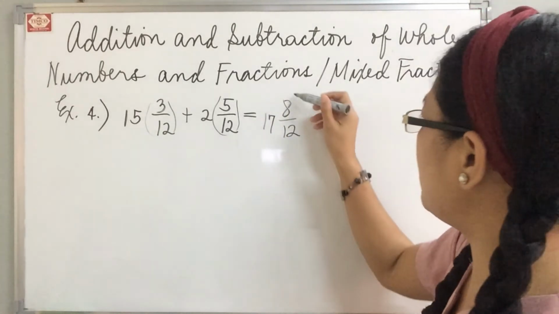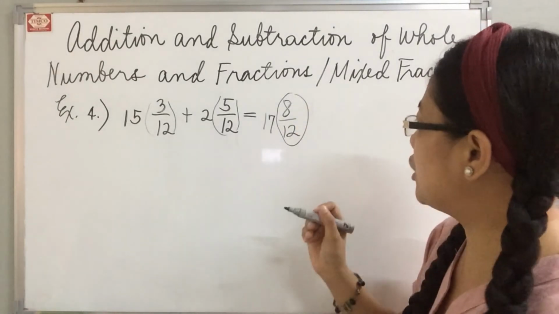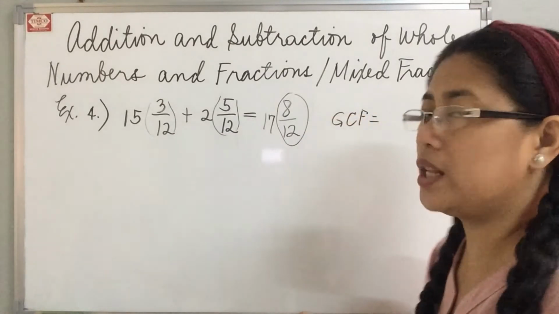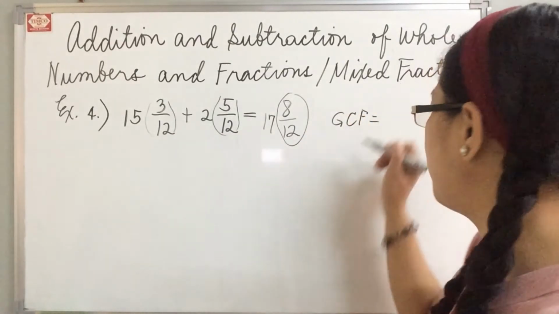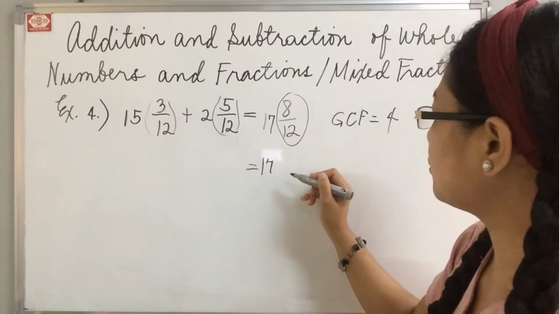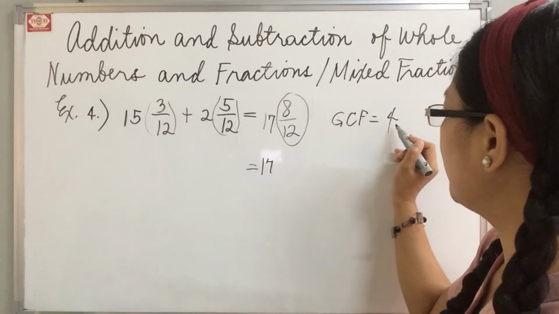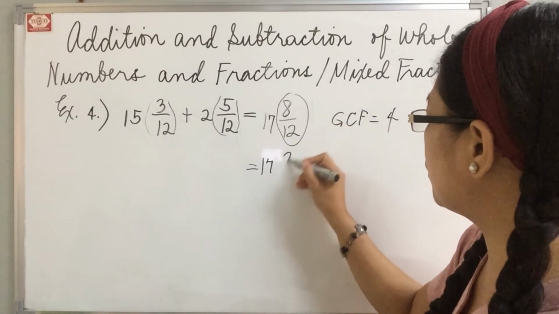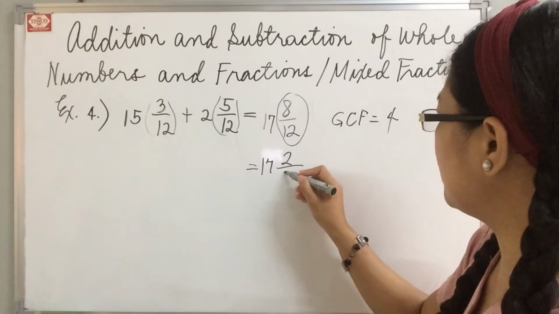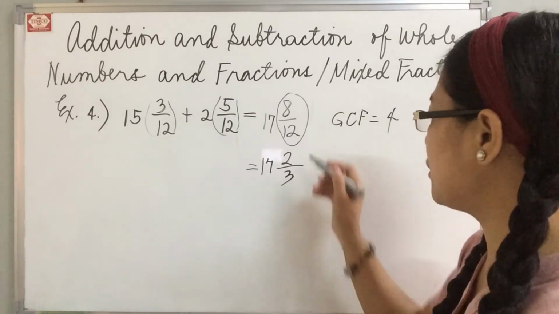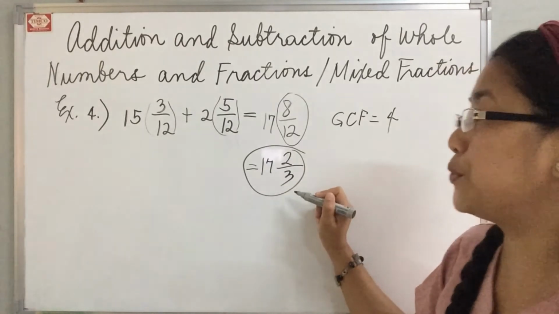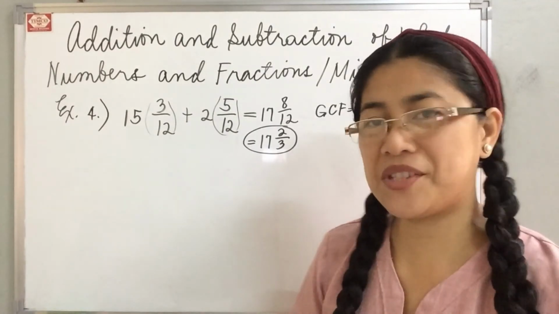But then, our fraction here can be reduced. So what's the GCF of 8 and 12? We have 4. Okay? So let's bring down 17. 8 divided by 4, that is 2. And 12 divided by 4, that is 3. Okay, so this is now our final answer. 17 and 2/3. How about subtraction?